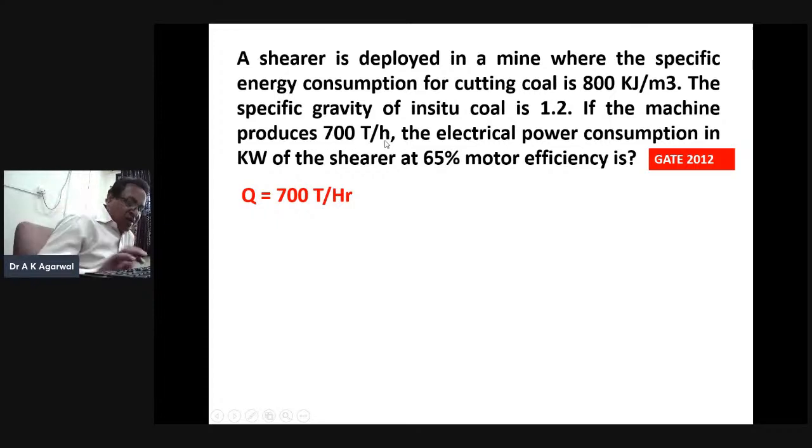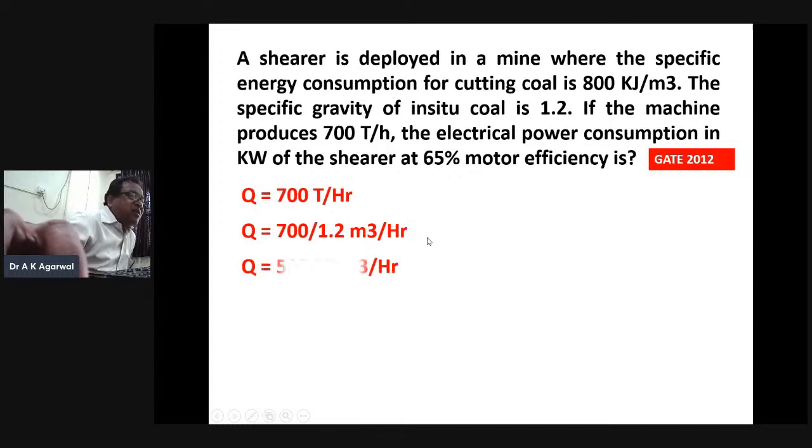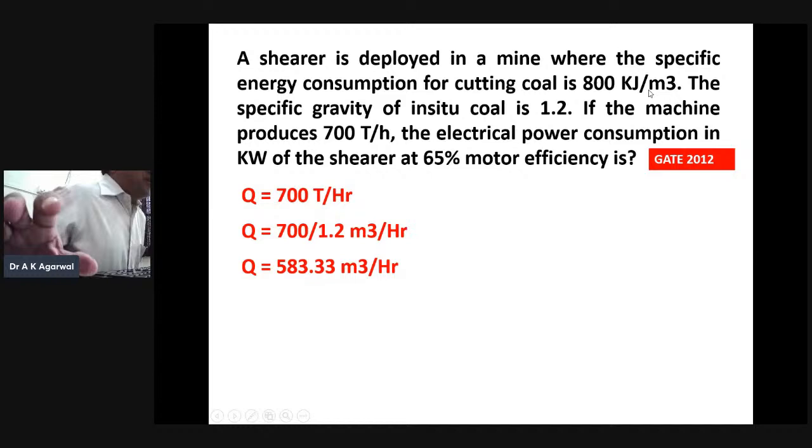So let us find out production in meter cube per hour. This is divided by density. Density unit is tons per meter cube. So if you divide by 1.2, you will get production in meter cube per hour, because we have energy in terms of meter cube.